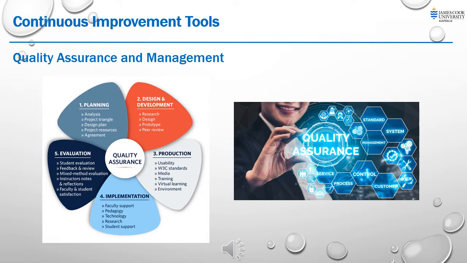Training and education. This involves providing employees with the necessary training and education to ensure that they are knowledgeable about quality standards and processes. And lastly, and most importantly, customer satisfaction. This involves understanding customer needs and expectations and incorporating customer feedback into the quality management process.